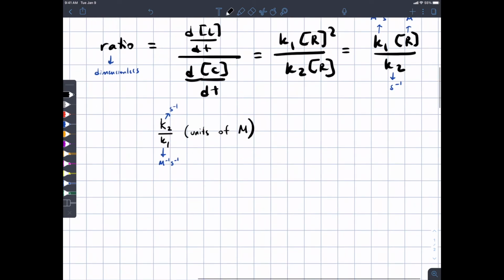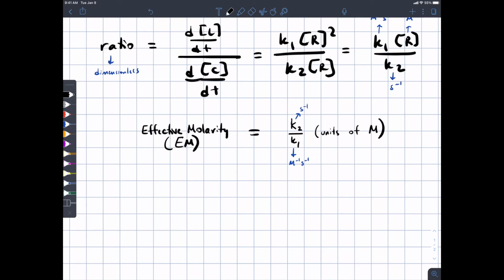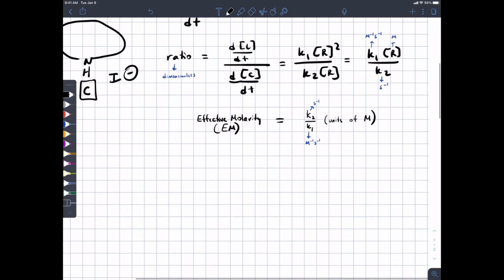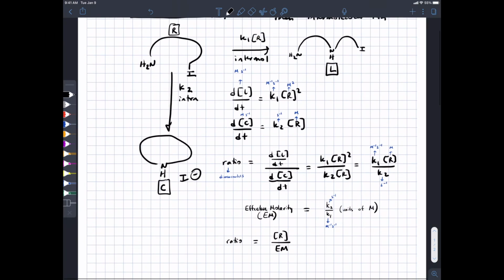And we're actually going to define the ratio of K2 to K1 to be called effective molarity, or EM, and that's going to equal K2 divided by K1. So going back to our ratio, this is going to equal the concentration of starting material R divided by the effective molarity. And now looking at this, notice that when R and effective molarity are equal, the rate ratio should be equal to 1, meaning this rate is the same as that rate.